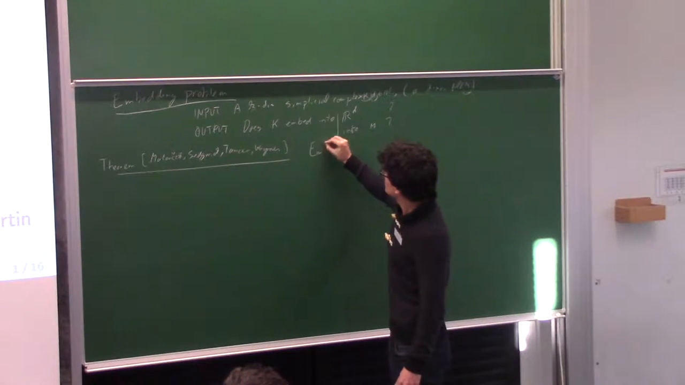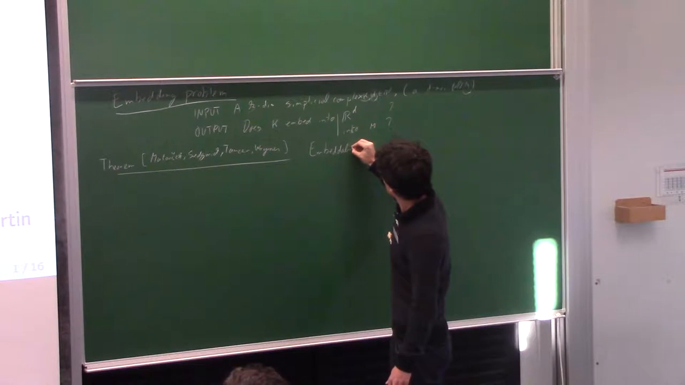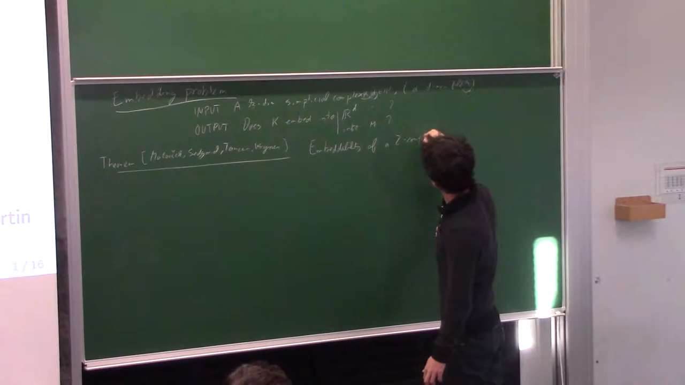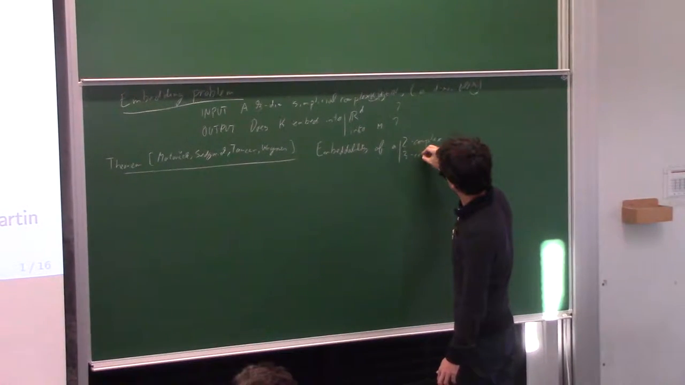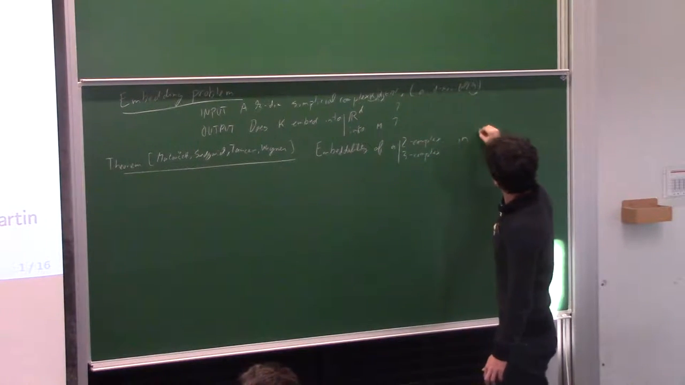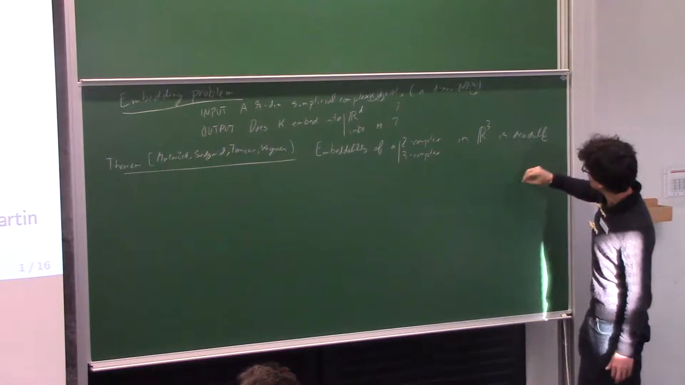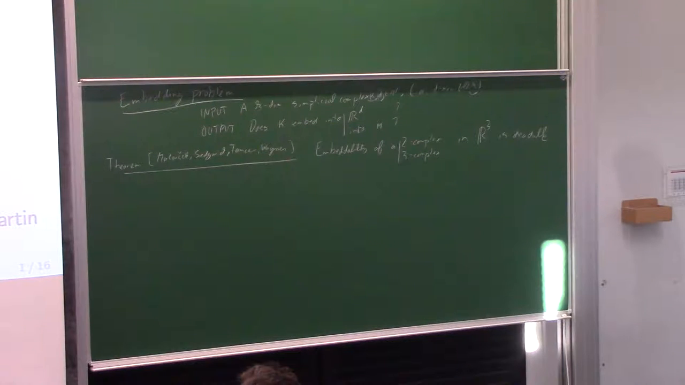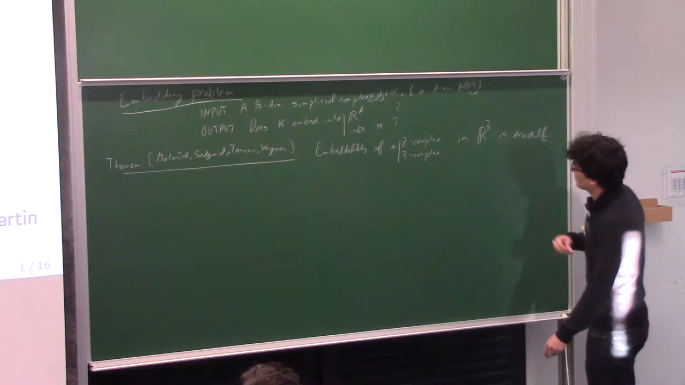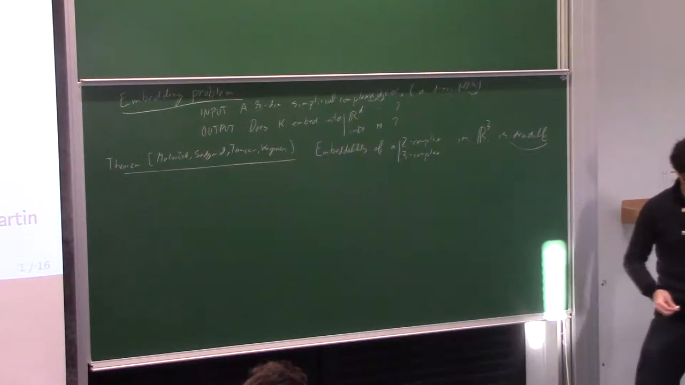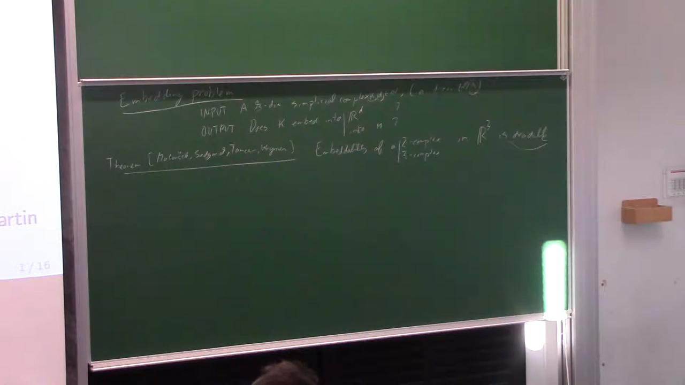Well, they proved that embeddability of a two complex or a three complex in R3 is decidable. And so this is based on a lot of normal surface theory and maybe harder variants of normal surface theory than what is usually seen. And in particular, the complexity in here is horrible. Like it's at least some tower of exponentials, but they didn't analyze it at all.